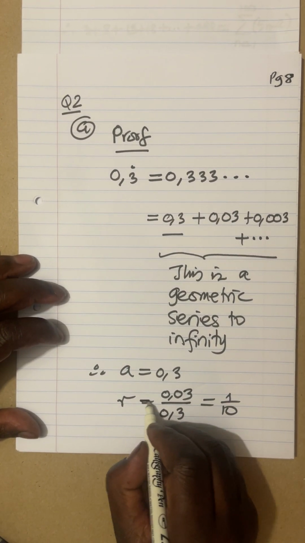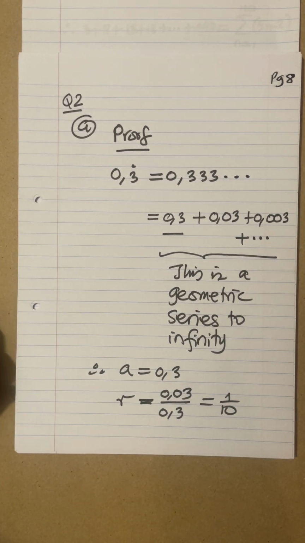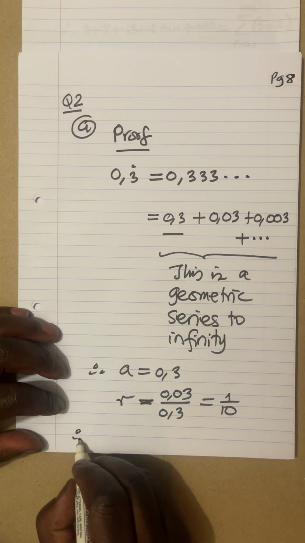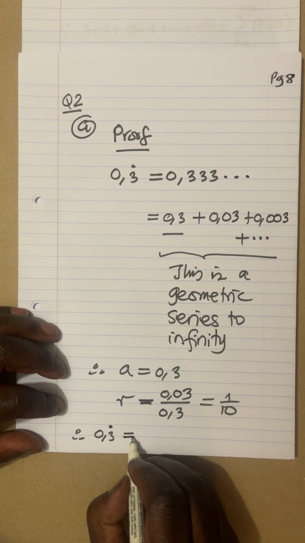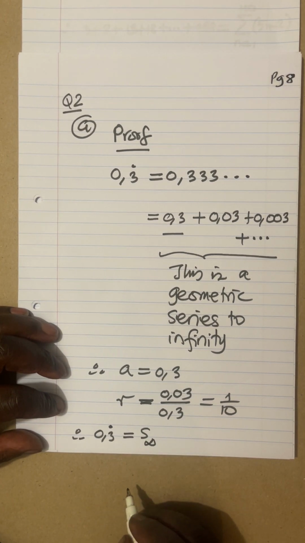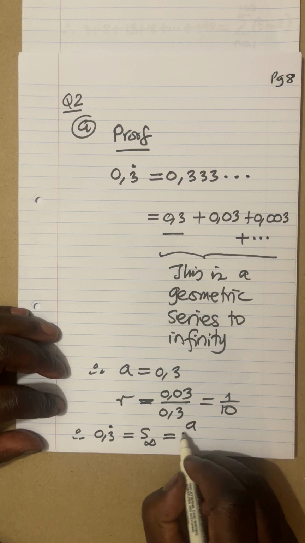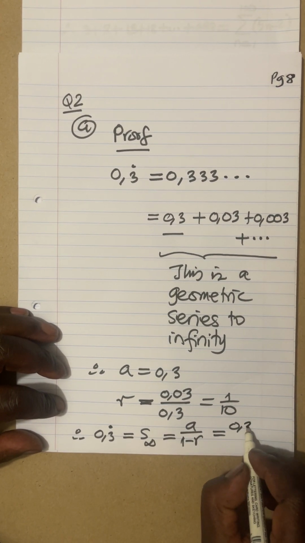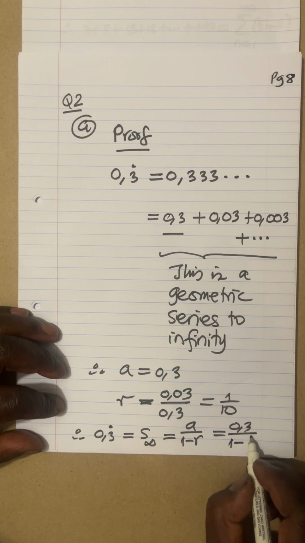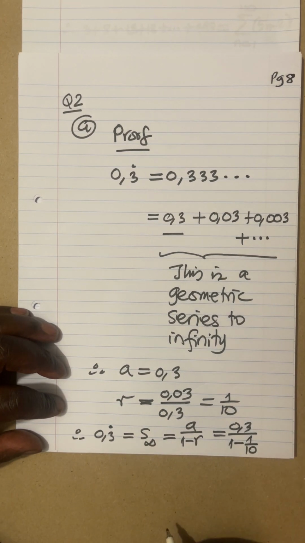And so this is all we need for us to work out the answer. Therefore, we're going to say 0.3 with a dot on top. We can write it as S to infinity. And what is S to infinity? A over 1 minus r. What is a? 0.3. What is r? 1 over 10, like so.